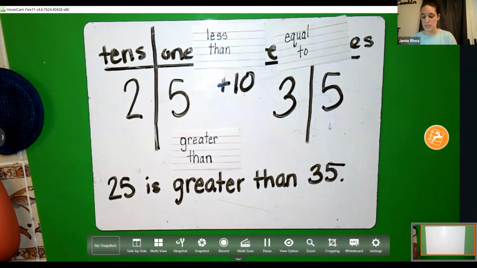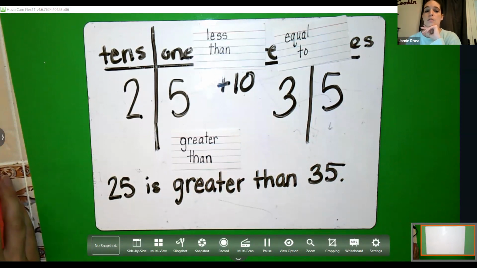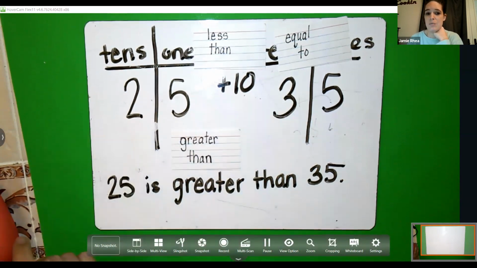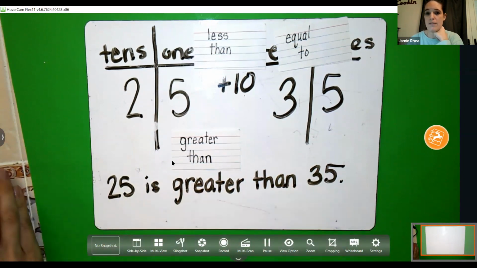Now are we done? Did we solve our problem? Well, let's go back and check. Did we use a place value chart to show how many more strawberries Anton picked? Yes, we did. Did we write a statement comparing the two amounts of strawberries using the phrase greater than, less than, or equal to? Yep, 25 is greater than 35. Did we answer the question, how many more strawberries did he pick? Yeah, we know that he picked 10 more strawberries.